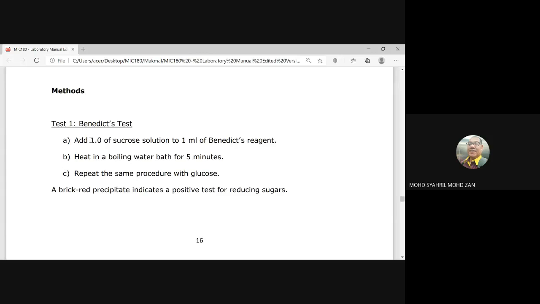For the procedure, you have to add 1 ml of sucrose solution to 1 ml of Benedict reagent. Heat up in boiling water for about 5 minutes, or in a water bath for 5 minutes. And then repeat the same procedure with glucose. The expected result here is that a brick red precipitate indicates a positive test for reducing sugar.